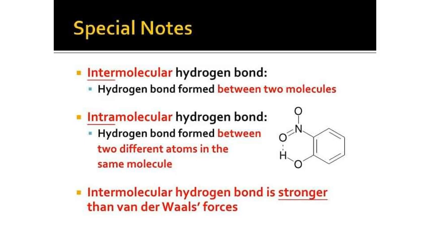Hydrogen bonding is of two types. First is the intermolecular hydrogen bond, formed between two molecules, as in the case of hydrogen fluoride. Second is the intramolecular hydrogen bond, formed between two different atoms in the same molecule. An intermolecular hydrogen bond is stronger than van der Waals forces.